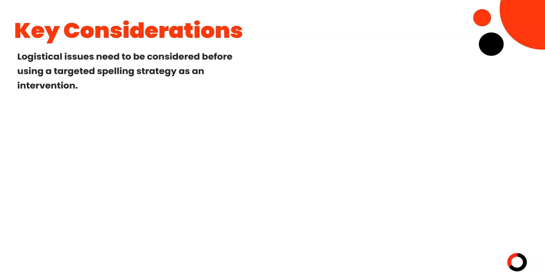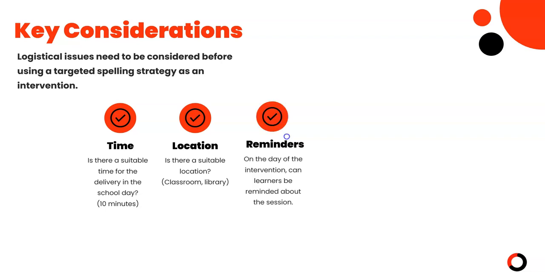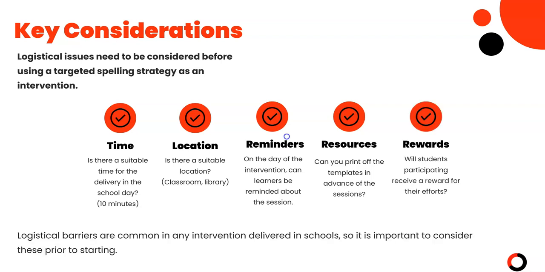Finally, some key considerations. Logistics need to be considered before using a targeted spelling strategy as an intervention. Time: is there a suitable time for the delivery in the school day? Location: is there a suitable location? Reminders on the day of the intervention: can learners be reminded about the session? Resources: do you need to print off templates beforehand? And will you link this to rewards? Logistical barriers are common in any intervention delivered in schools, so it's important to consider these prior to starting.